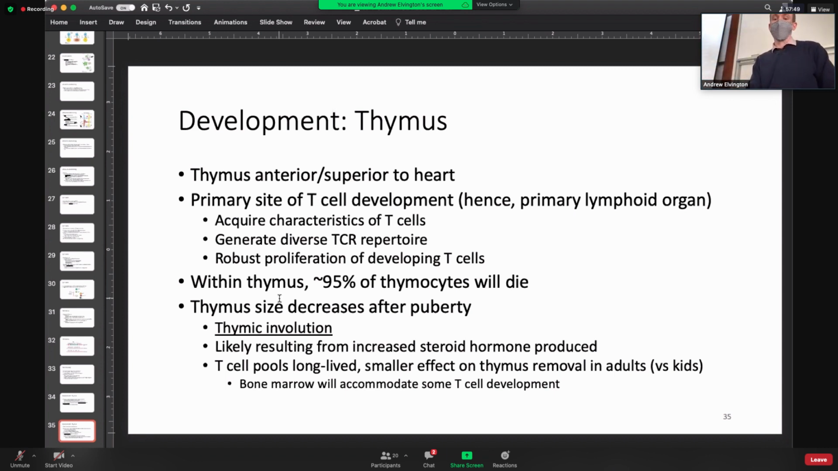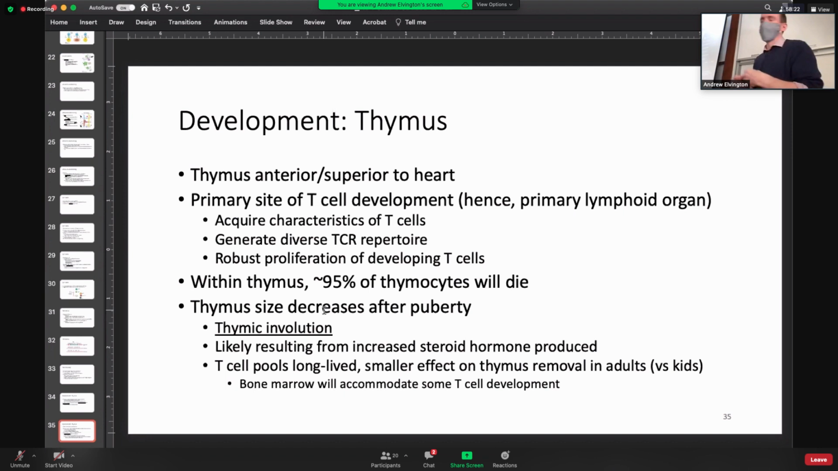Now, your thymus is also a site of lots of proliferation, but also lots of death. Upwards of 95% of all of these developing thymocytes will ultimately die. And why do you think they die? I'm glad you don't know, because then that makes the rest of this interesting. They die because either they don't bind the things they're supposed to, or they bind too well things they should not be binding to.